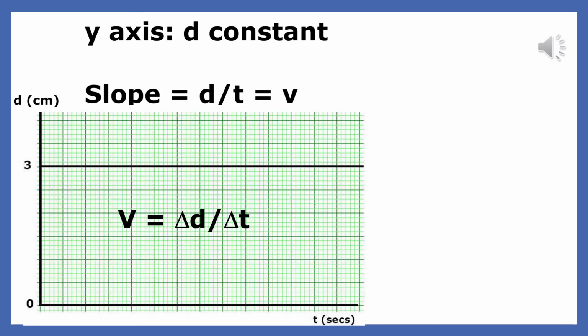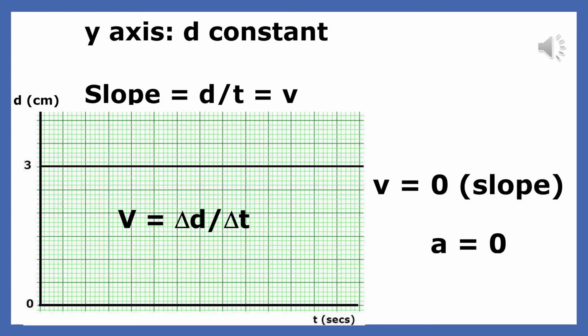The y-axis analysis tells us that the displacement of the object started at 3 meters from its starting point and remained there the entire time. Since the slope is 0, this means that the velocity is 0 the entire time.